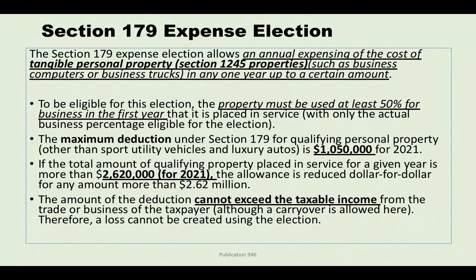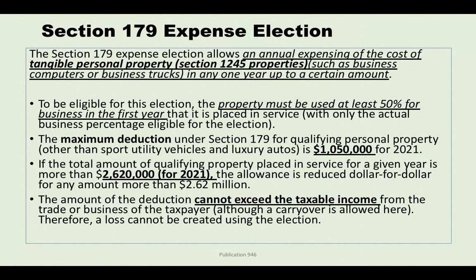Then the maximum deduction under Section 179 for qualified personal property, other than sport utility vehicles and luxury autos, is 1.05 million for 2021. Here I want to mention that Section 179 is only for personal property, not for real property, especially buildings, but some qualified improvements, like a roof or fence, may qualify for Section 179.